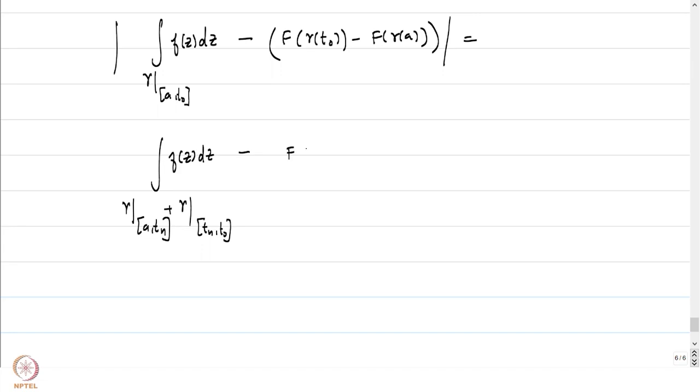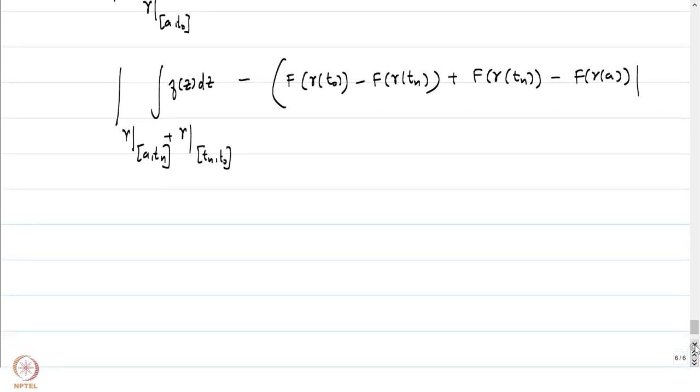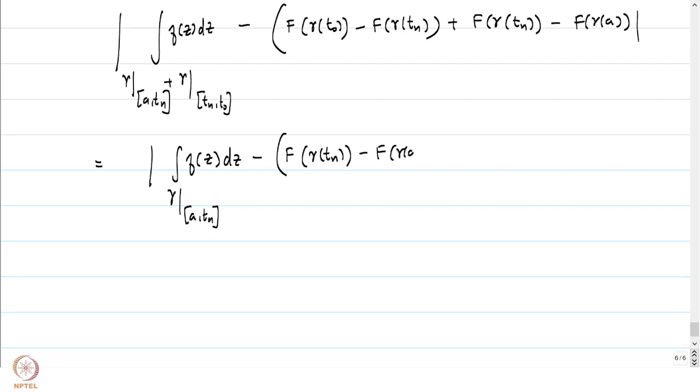Now, here we will introduce a couple of terms: minus F(gamma(t_n)) plus F(gamma(t_n)), minus F(gamma(a)). And by the properties of the complex integral we have already discussed, this is just going to be equal to the absolute value of the integral of f(z) dz over gamma restricted to [a, t_n] minus F(gamma(t_n)) minus F(gamma(a)). Maybe I should change this equality to an inequality, by the triangle inequality.